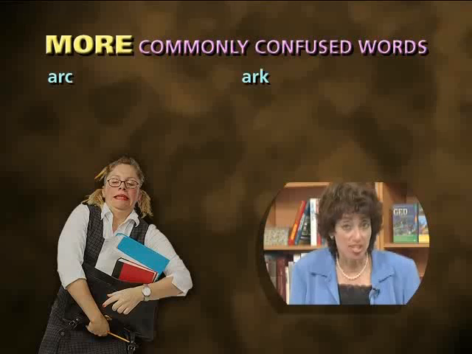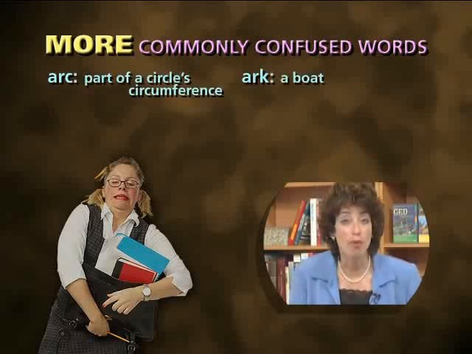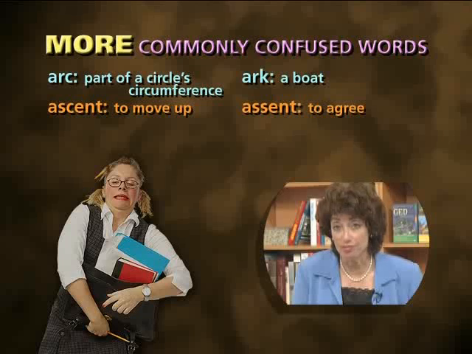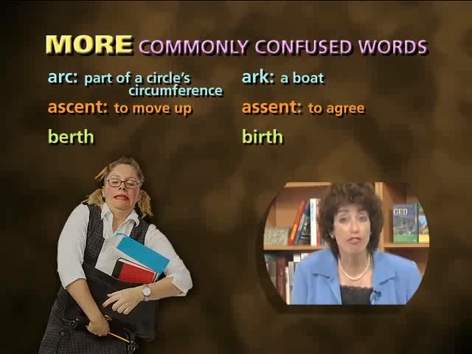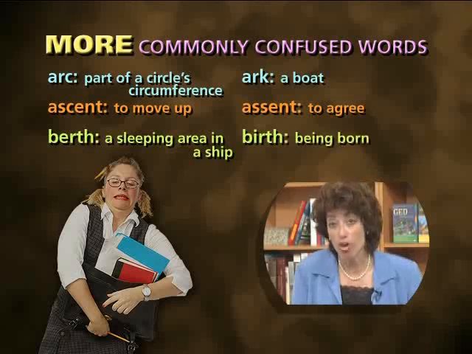Ark and arc. The first one with the C is part of a circle's circumference. The second one is a boat. Ascent and assent. The first is to move up. The second is to agree. Berth and birth. The first one is a sleeping area in a ship. The second is being born.